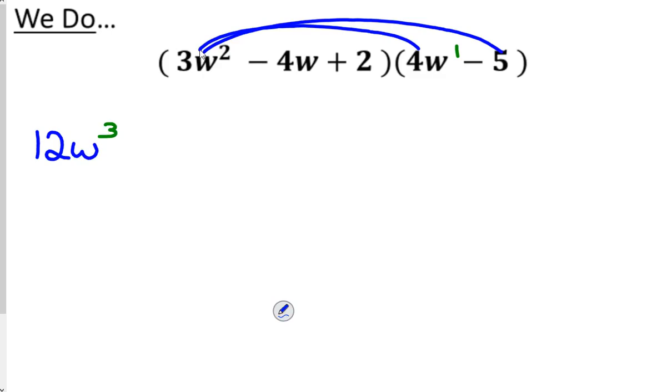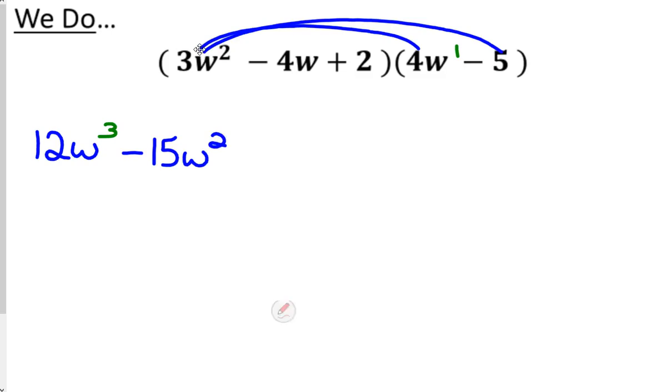When we do 3w squared times negative 5, a positive times a negative is a negative. 3 times 5 is going to be 15. And w squared times no w is still going to be w squared. Okay, the exponent's not changing there, but you can't throw it away.